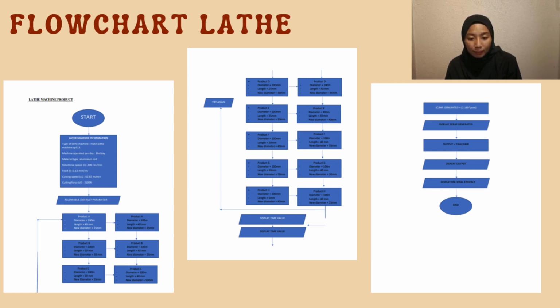After we get the result, we display the value, and then we display the time value. After that, we do the scrap generate, and if the product has any problem, we try again to define the parameter, and then we start from product A until product H, and then we get the result A until the result H.